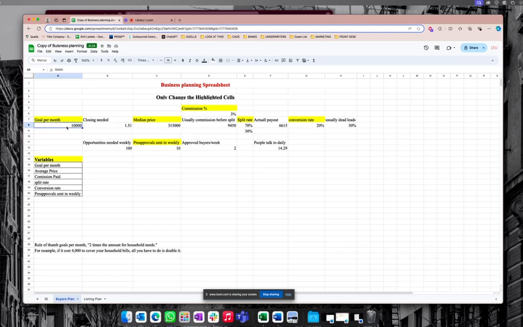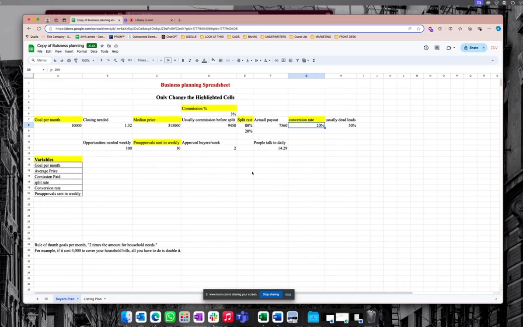So if I need to make 10,000 this month, I need 1.5 closings, so 2 closings, and that's at a 70-30 rate. If I was at an 80-20 rate, it would change that, and now I only need 1.3 closings at an 80-20 rate at 315. And then here's my conversion. So this is the first step, to know how many closings you need.